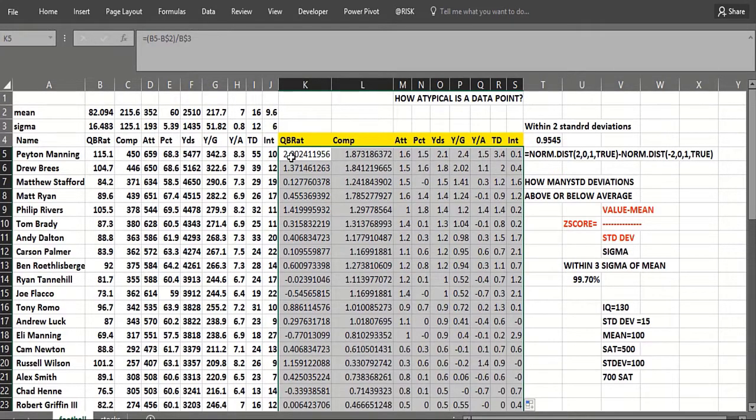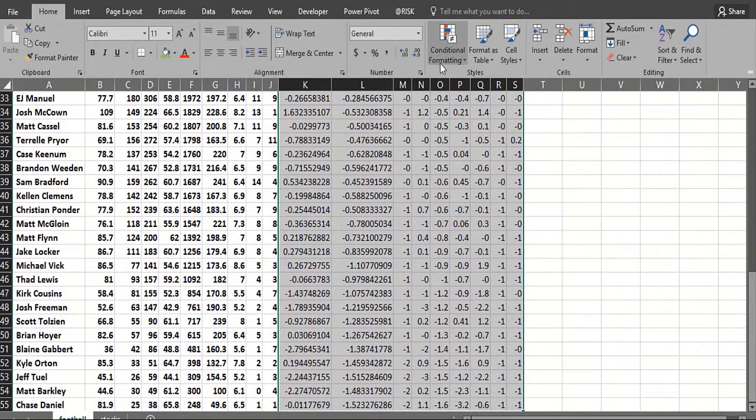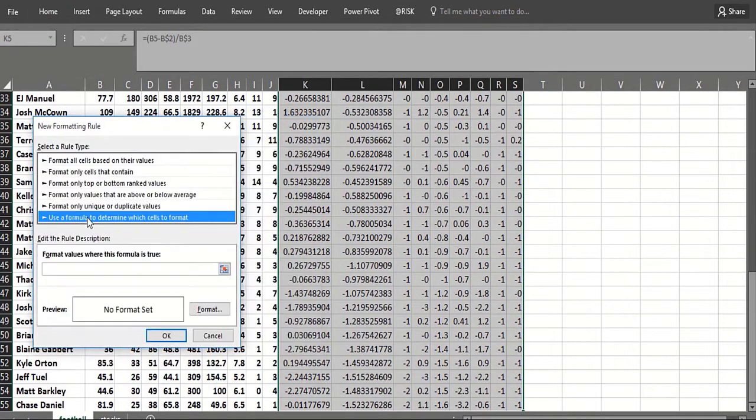Okay, now we want to format this. So we want to say if the absolute value, in other words, if the number itself is greater than +2 or less than -2, it should be highlighted. Home, Conditional Formatting, New Rule, use a formula.